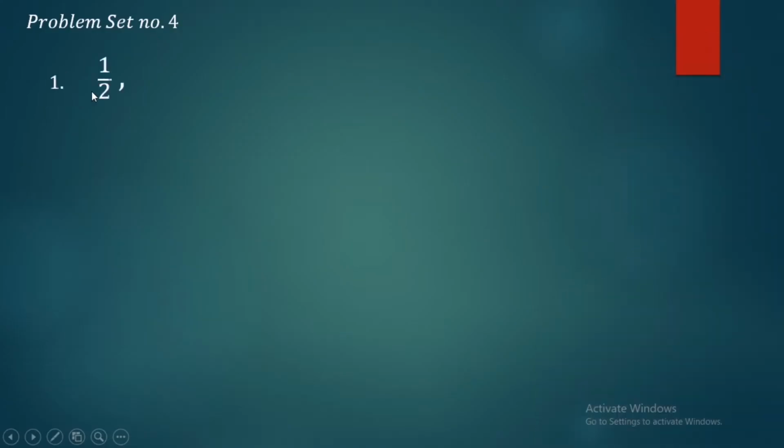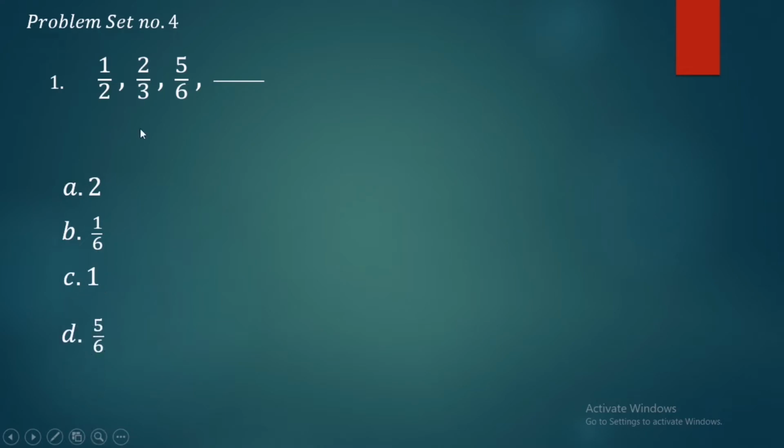Number one, given the sequence, so we have here 1/2, 2/3, 5/6. Then what's the next number? A, 2, B, 1/6, C, 1, D, 5/6.